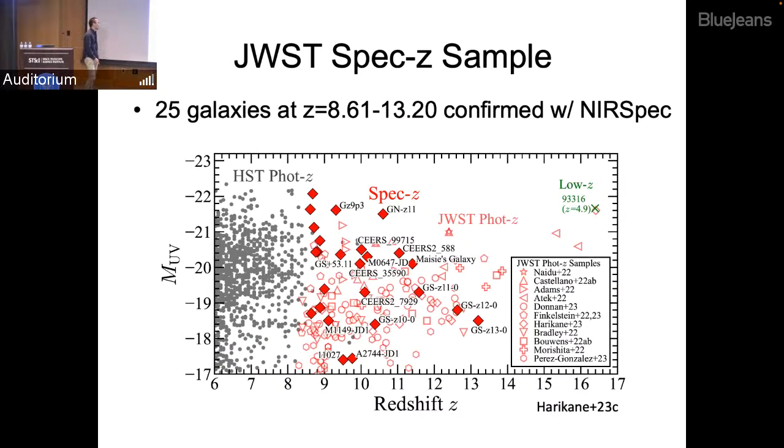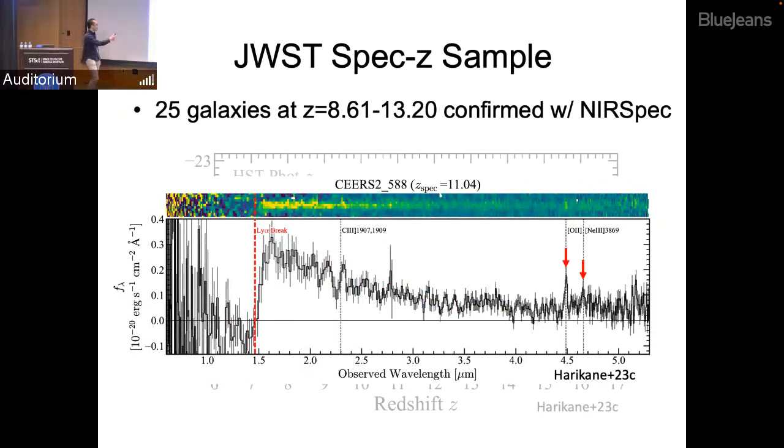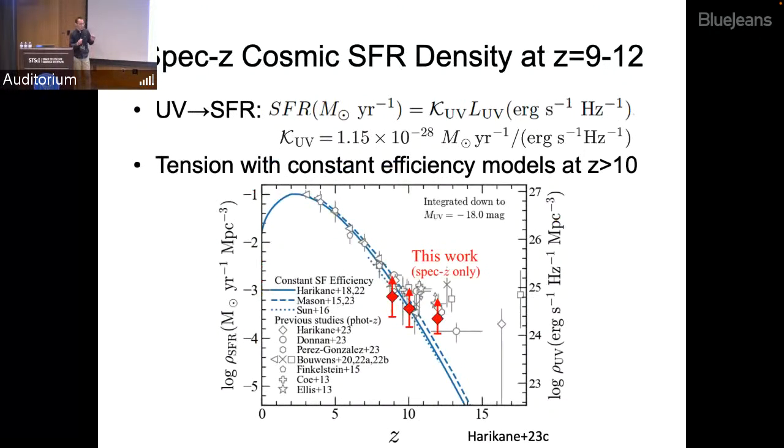This includes the very famous bright galaxy GNZ11, which I will discuss later, and also the new redshift confirmation at redshift 11.04, which shows a very clear Lyman break and several emission lines. So based on this spectroscopic dataset, we obtain the lower limit of the star formation rate density, which is indicated with this red diamond. Still, this lower limit shows higher star formation rate density than these model predictions. So from the spectroscopy, we still find a kind of tension between the JWST observations and model predictions.